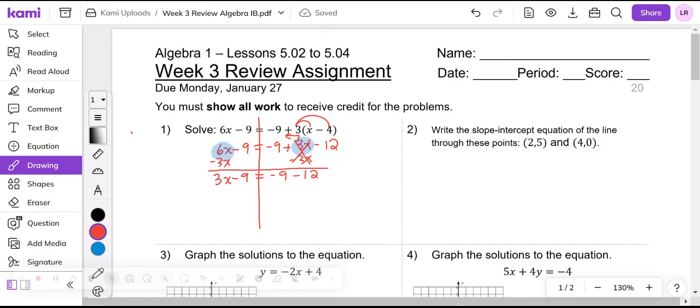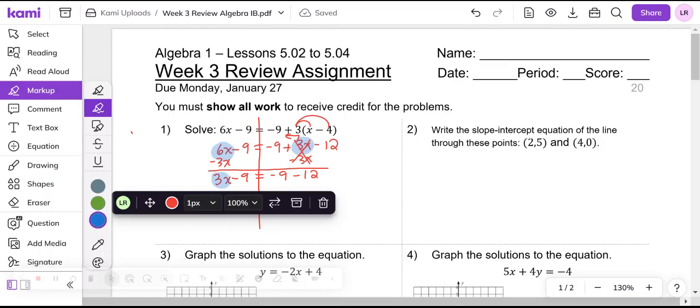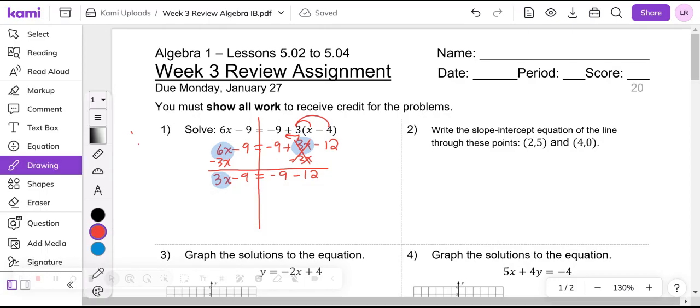Next step is then, since my x's are on the left, I need to go ahead and move this -9. So I'm going to add 9 to both sides. Now, what's interesting here, when I go to combine these, I could see that those two cancel out. So I'm going to have 3x equals -12. Okay, they're on opposite sides. Divide by 3, and x is going to be -4.